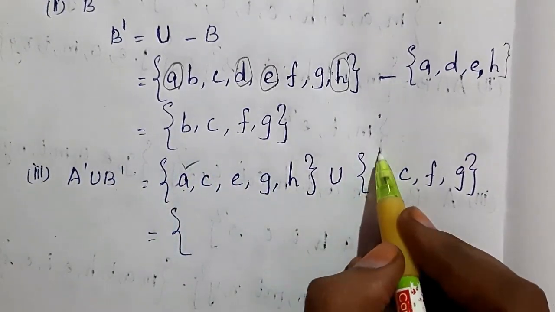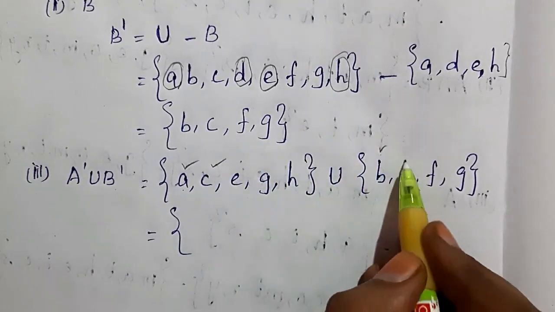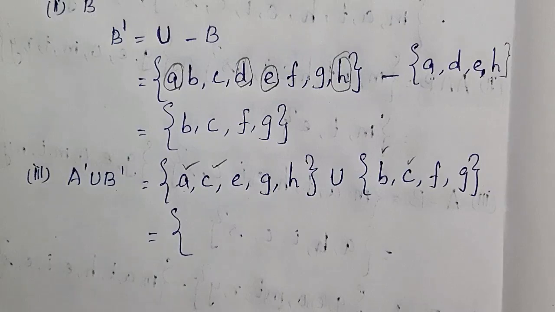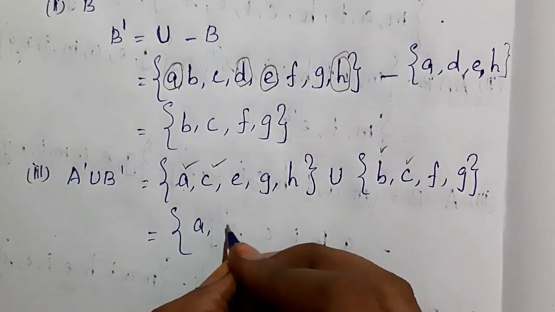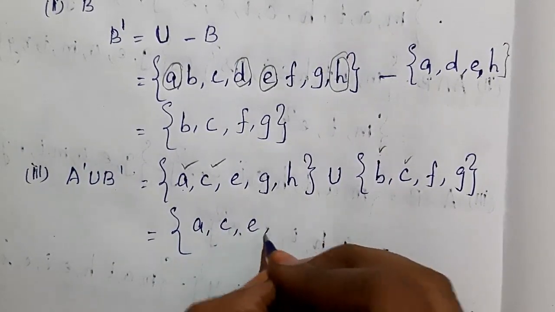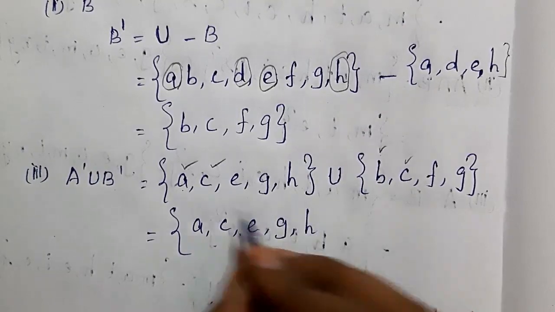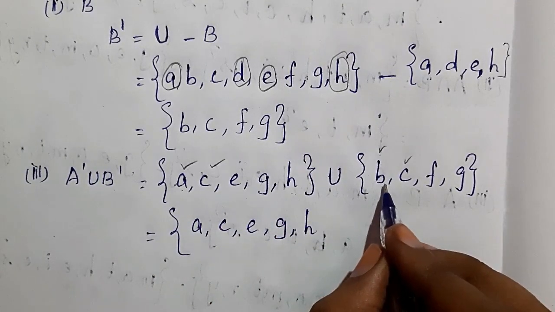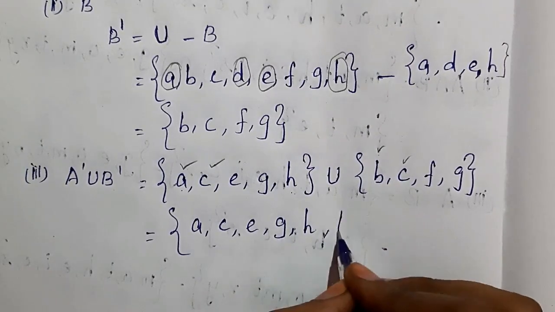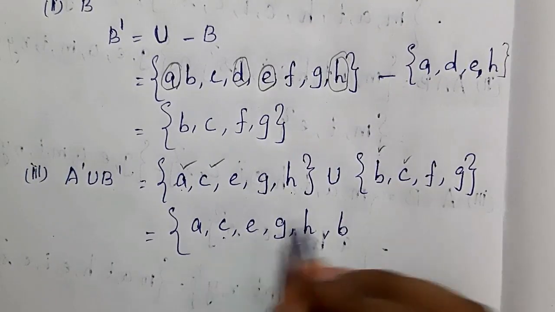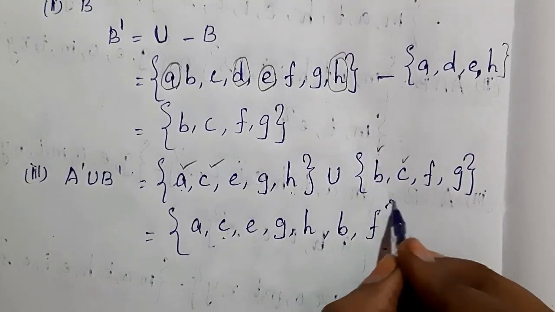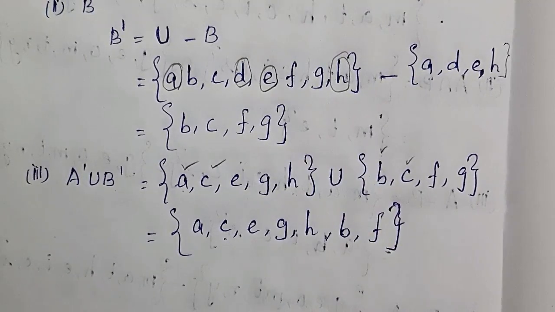A, C, E, H, G, H. I wrote the A dash elements first. Next we can write the B dash elements. B we didn't write. C we already wrote. F we didn't write. Then G is already written. So this is A dash union B dash.